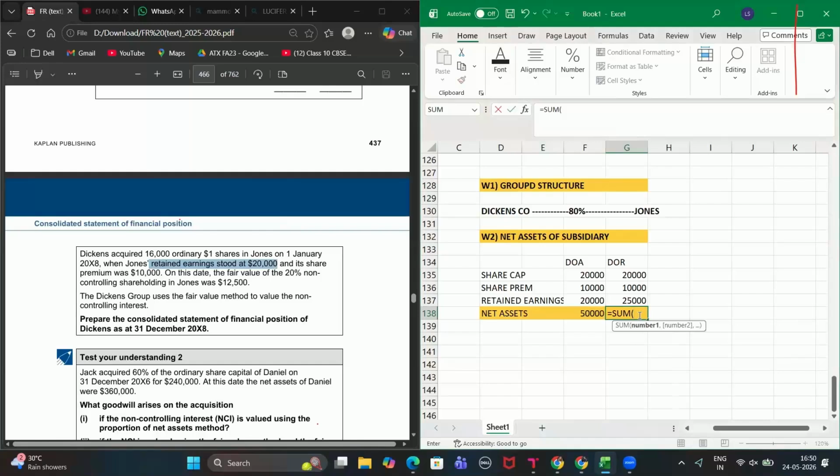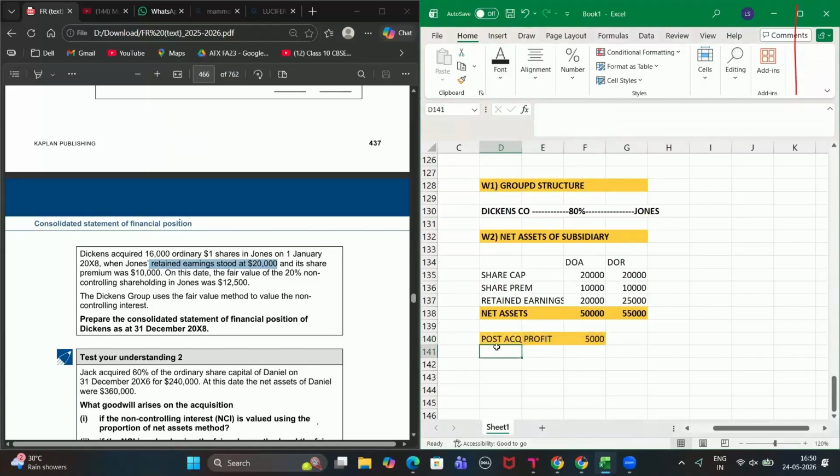What about the date of reporting? It is 55,000. So tell me, what does this mean? I want everyone's response. At date of acquisition it was 50,000, and at date of reporting it was 55,000. Yeah, post acquisition gain or post acquisition profit. How much is the profit? It is 55,000 minus 50,000, which is 5,000.